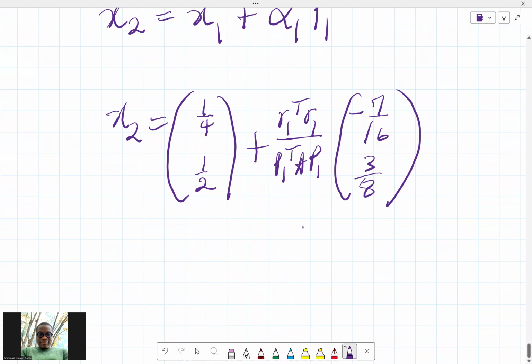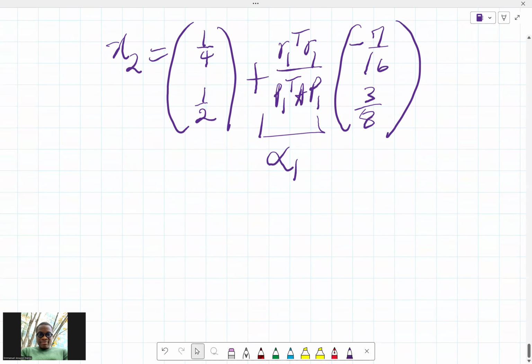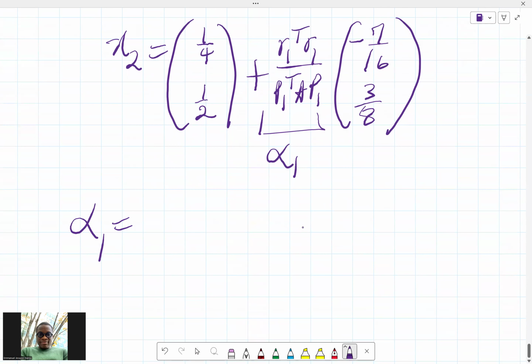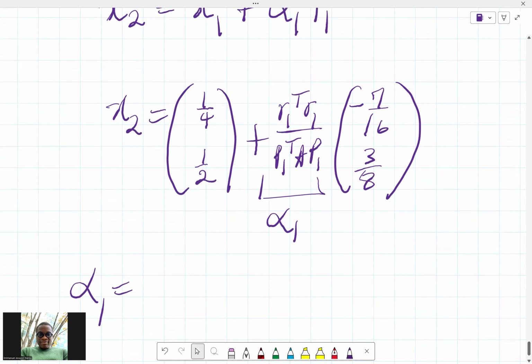Okay, so we have to sort this part out now. So this is actually alpha 1. So this is alpha 1. So let's sort out alpha 1. I thought I could just get over that easily, but let's go. I've signed up for this.